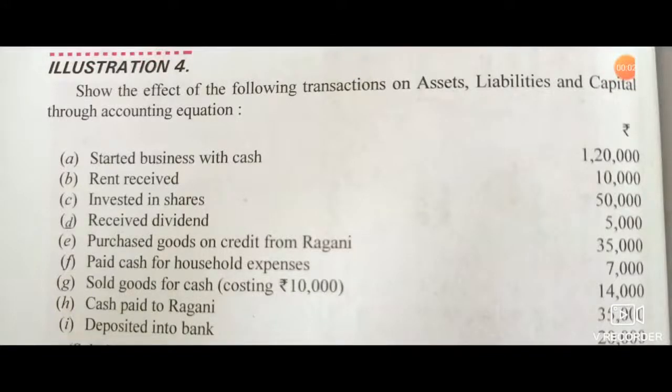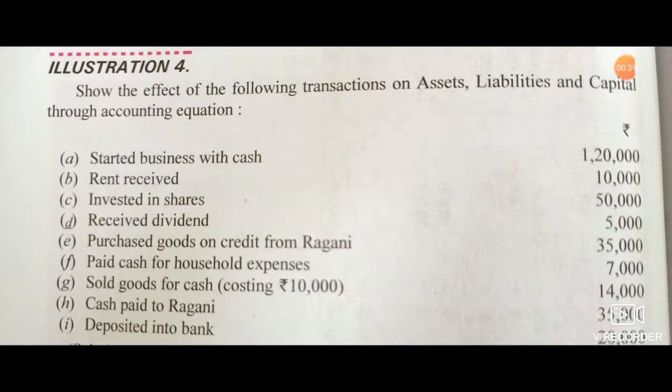Let's solve this problem. Show the effect of the following transactions on assets, liabilities and capital through accounting equation. A. Started business with cash rupees 1,20,000. B. Rent received rupees 10,000. C. Invested in shares rupees 50,000. D. Received dividend rupees 5,000.